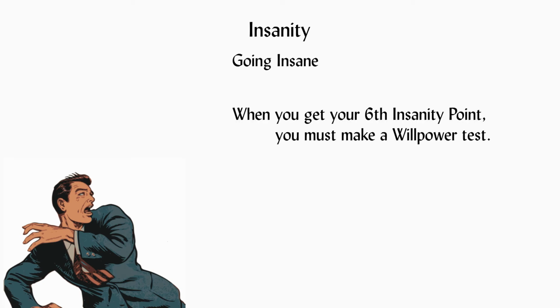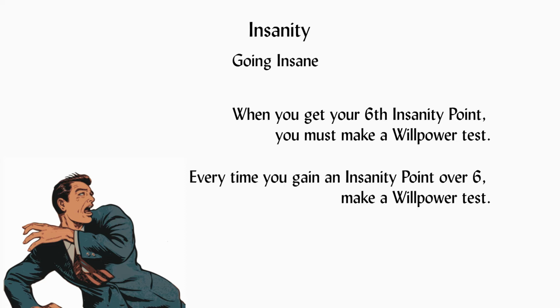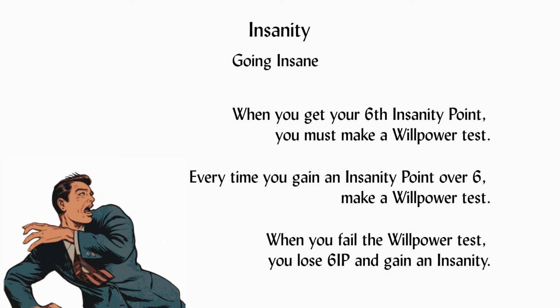When a character has 6 insanity points, they have to make a willpower test. If they succeed, nothing happens. Every time they gain a new insanity point after that, they have to make the willpower test again. Once they fail this test, they lose 6 insanity points and gain an insanity. The effects of this insanity may be chosen at random, or chosen by the GM to reflect the situation.